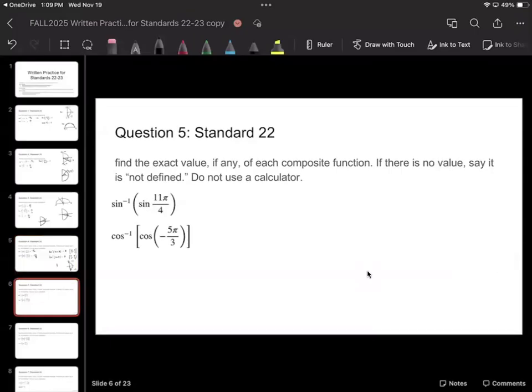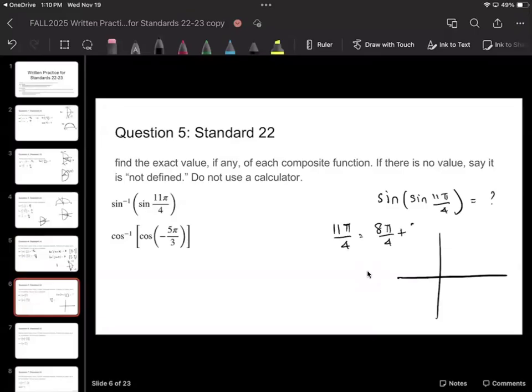Okay, so now we are going to use the same property, but as you can very well see, 11 pi over 4 is not in the interval. So let's graph 11 pi over 4. Where is it? 11 pi over 4 is nothing but 8 pi over 4 plus 3 pi over 4. Now 8 pi over 4 goes away because it's one revolution. So where is 3 pi over 4? 3 pi over 4 is here.